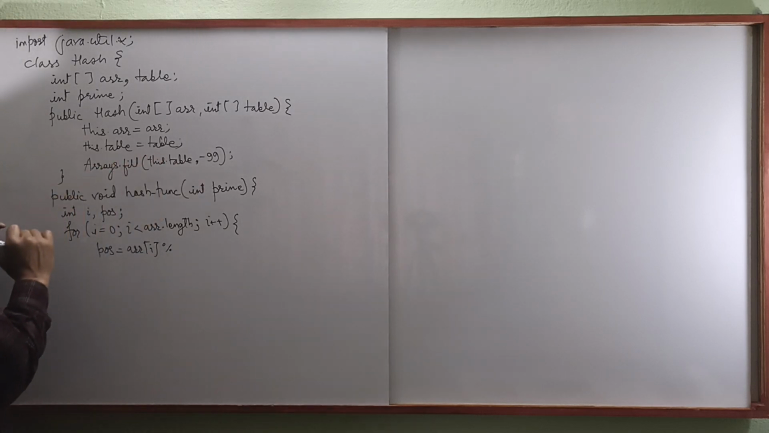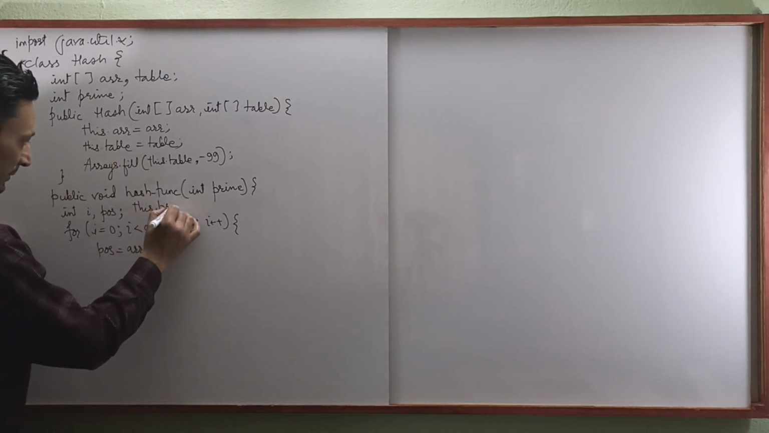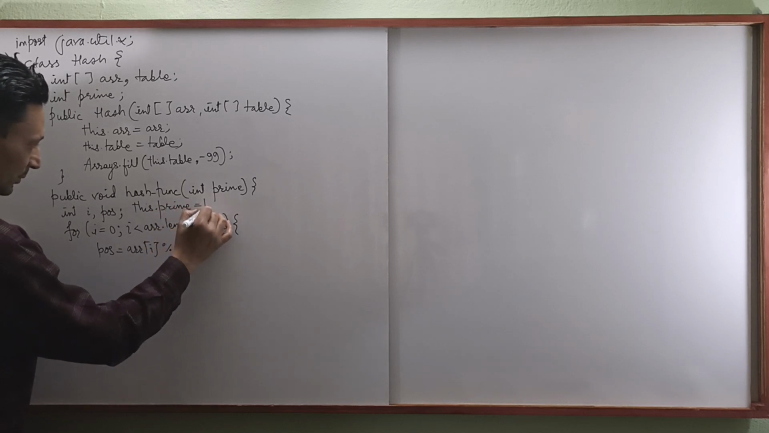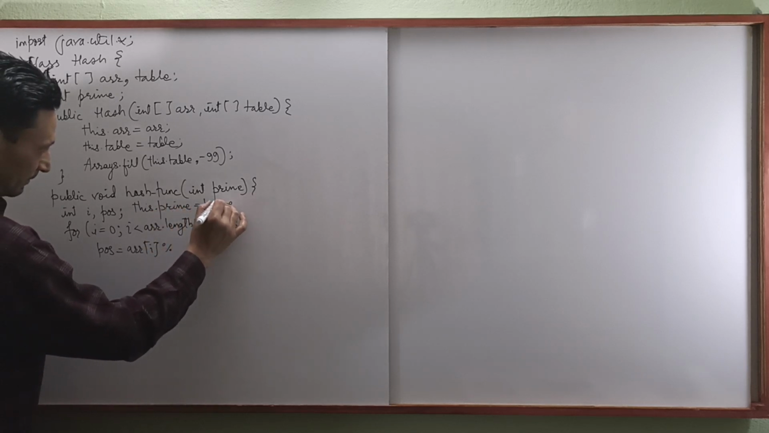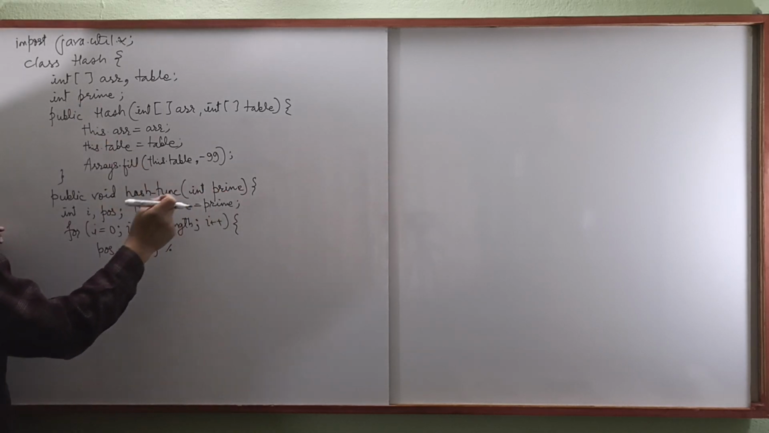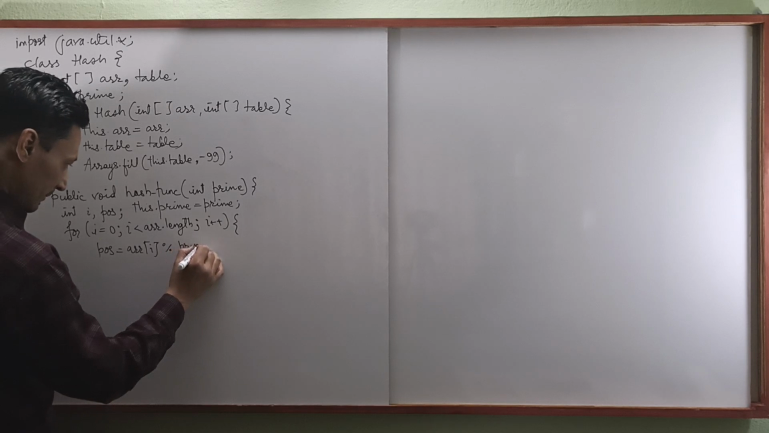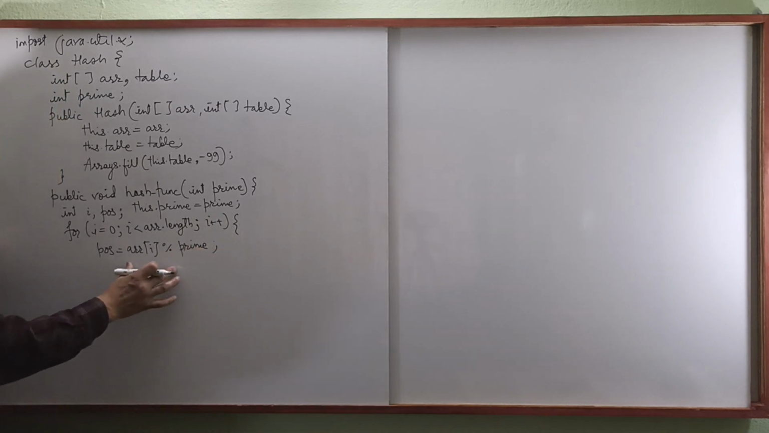I have to assign this prime here: this.prime = prime. We have the class member variable prime here, so I am assigning whatever value is passed in to this prime. Then this will give the position.